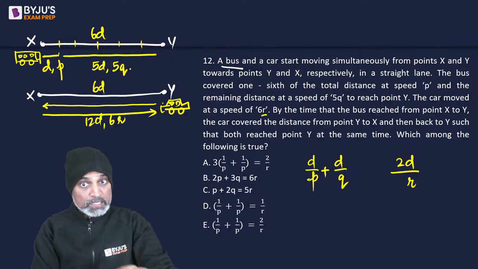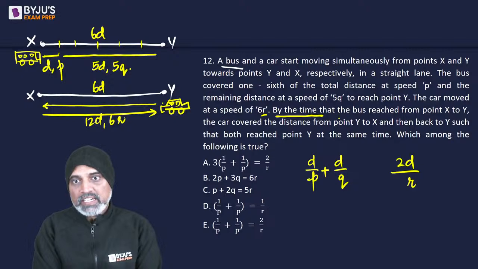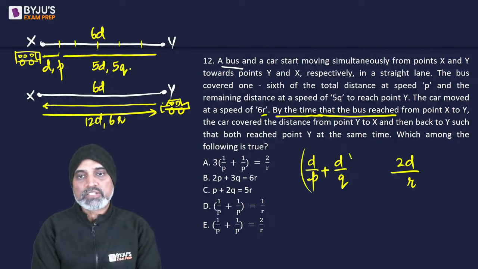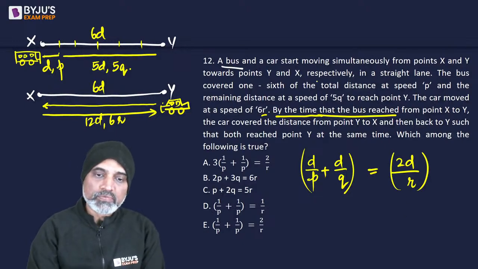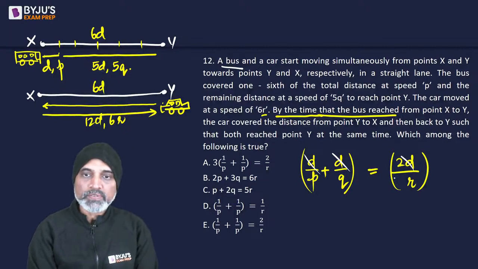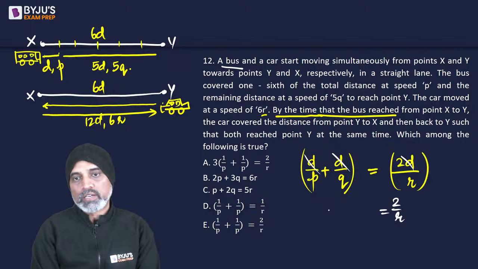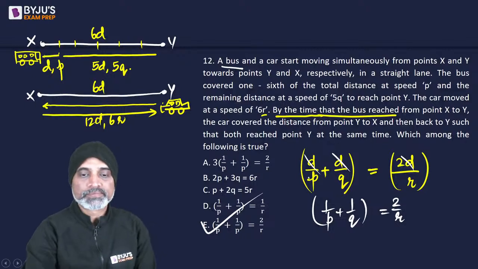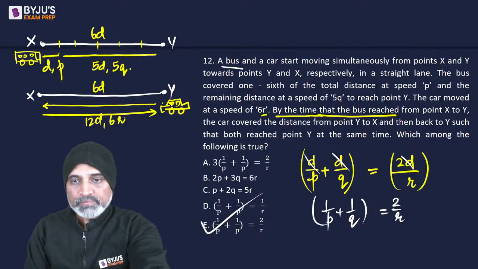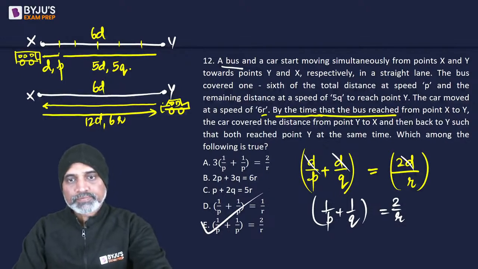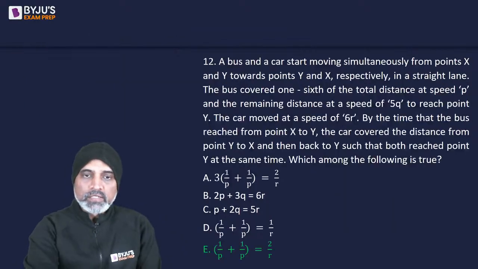Now the question explicitly says by the time that the bus reached, मतलब जितना time bus चली उतने ही time car चली, right? So the first thing that will happen is d being common, it will get cancelled out. So we will have 2 upon r is equal to 1 upon p plus 1 upon q, and that will result in option E. Got it? Okay. ठीक है, चलो यही आंसर है.